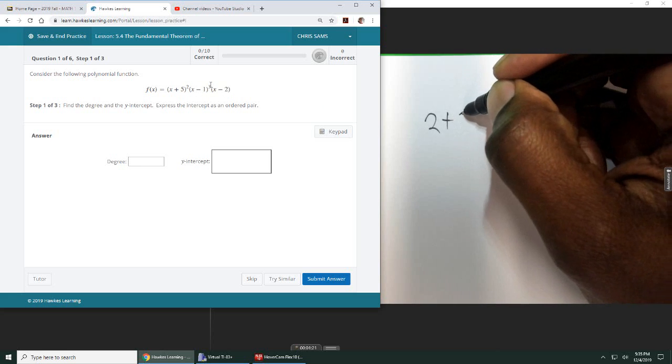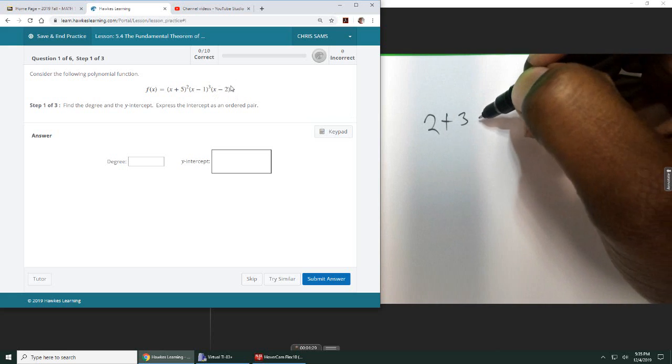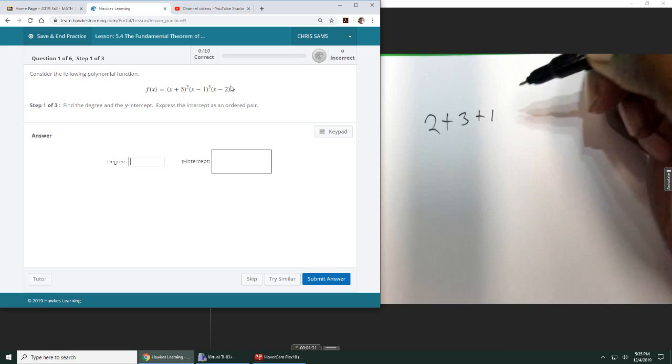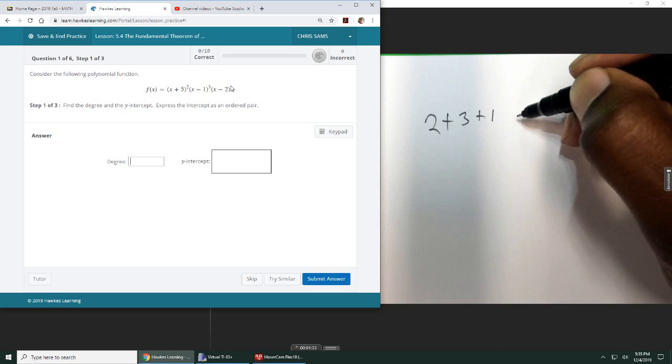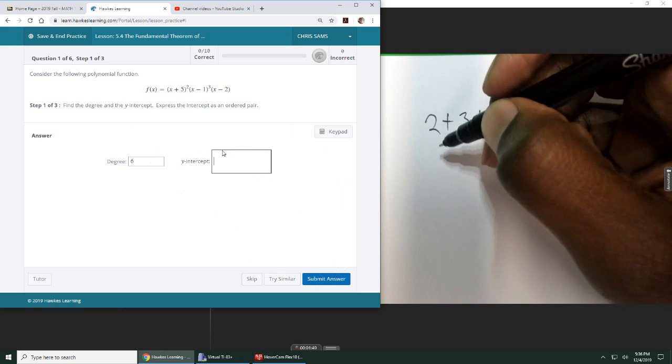So I have 2 plus 3, and then this last set we have one more x here. It's understood to be first degree. So we have to just add up how many of those variables show up. 2 plus 3 plus 1 will give us 6. So if we multiplied and FOILed all of this out, we would end up with an x to the 6th power up front. So our degree is 6. And then we have to find the y-intercept.